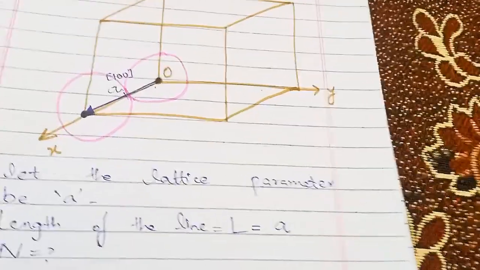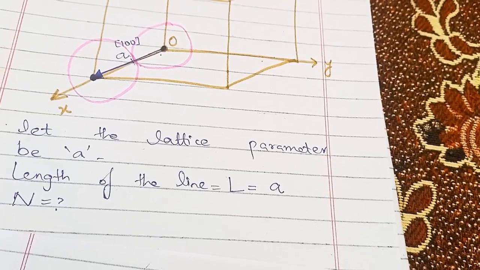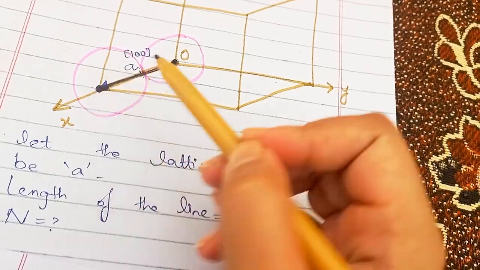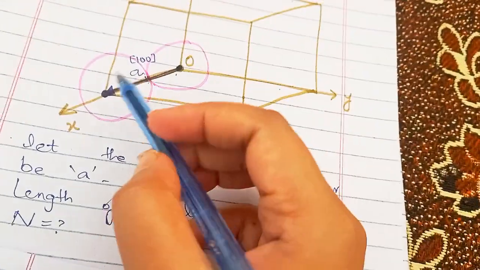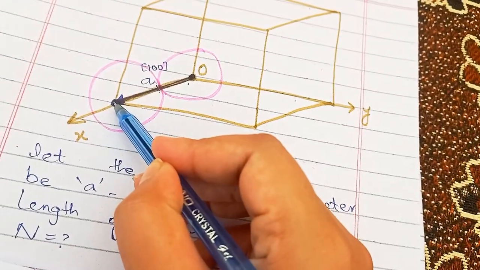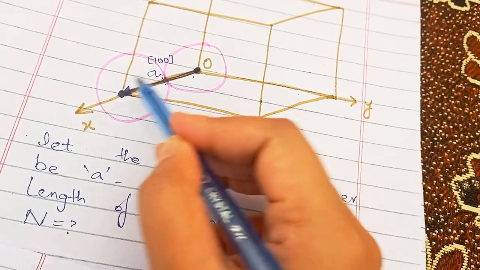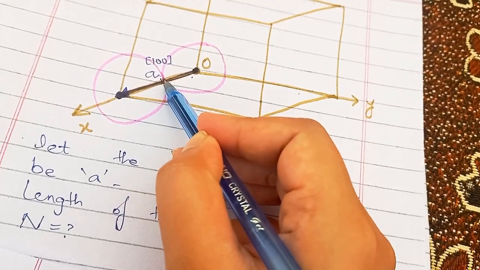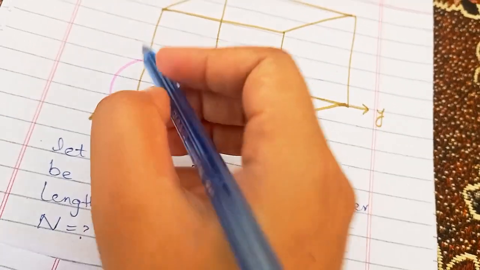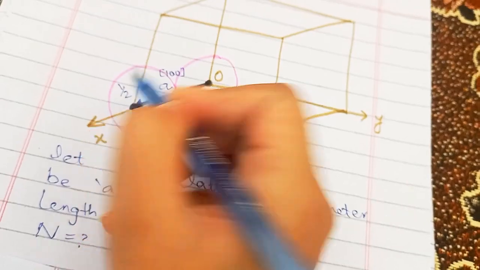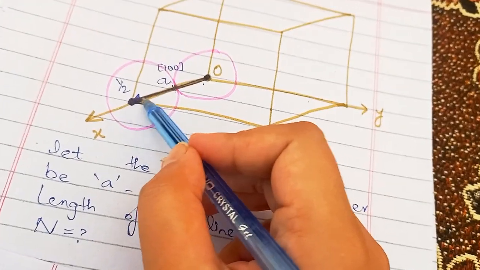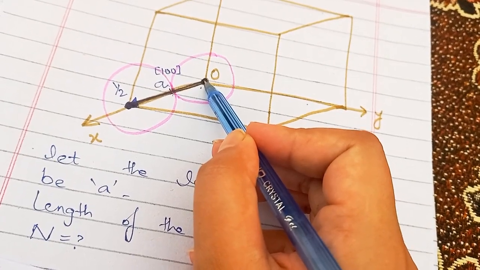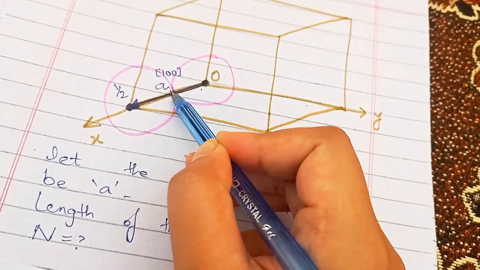Okay, so let's do it here. You can see this is the line, this is the complete line. And you can clearly see the center of this atom is here, and only half of the atom's diameter is inside the line, so its contribution to the line will be half. For this atom only half of its diameter is inside the line, and for this atom the same is true, only half of the diameter is inside the line.